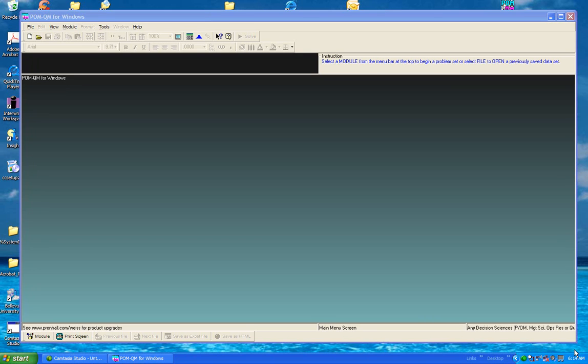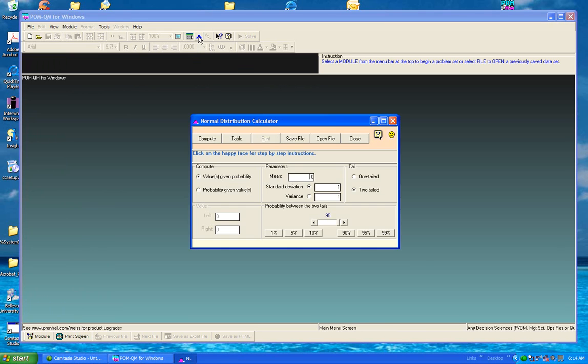You can use the normal curve calculator in POM-QM. Click on it. You can compute either values, given that you know what the probability for the area is, or you can choose to calculate the probability given that you know what the values are. So let's go ahead and use this first.